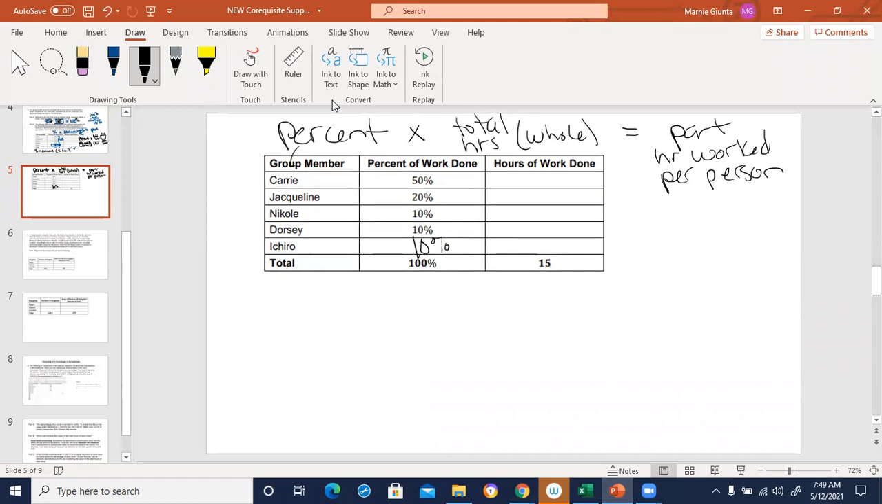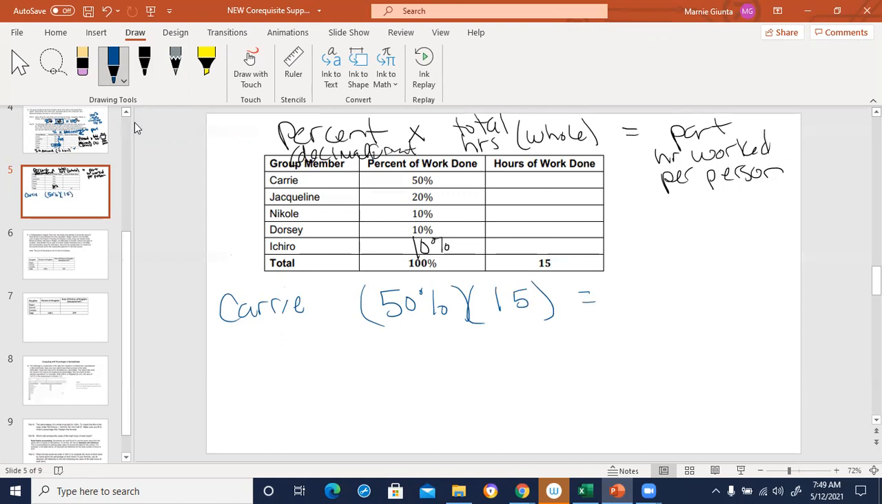And the percent, remember, this needs to be in a decimal format. So now let's go to Carrie. The percent of hours that Carrie worked was 50%. We want to multiply that by the whole, which is the total hours worked, which is 15 hours. And that is going to equal the number of hours that she worked.